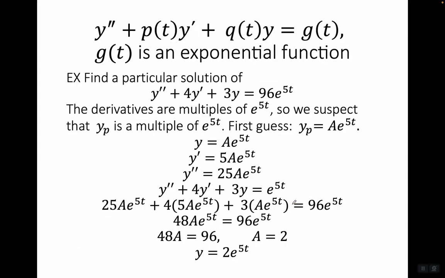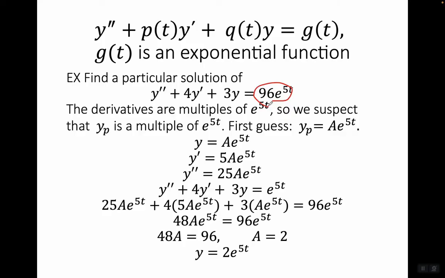For example, let's say we have an equation of this form, y double prime plus p of t y prime plus q of t y equals g of t, where g of t is an exponential function. Here's an example. Find a particular solution of y double prime plus 4y prime plus 3y equals 96 e to the 5t. And again, this is an exponential function on the right side.